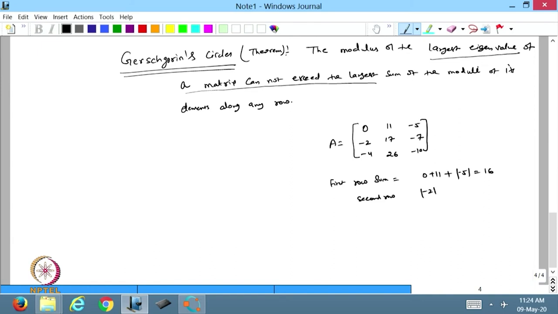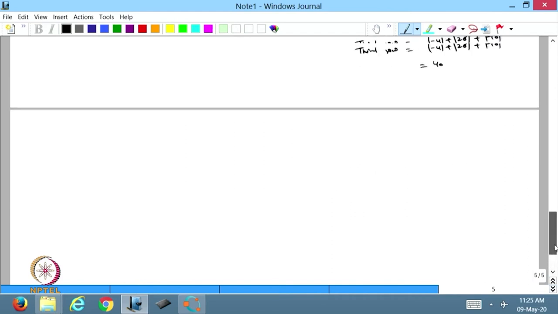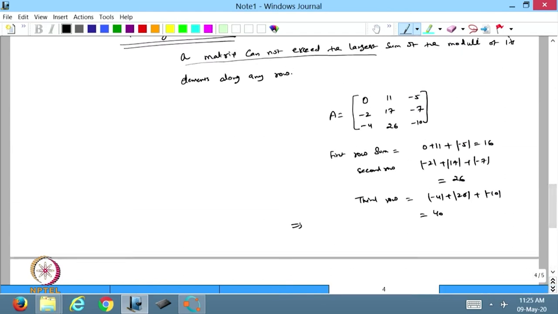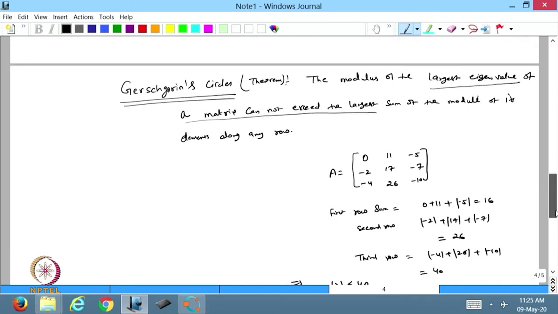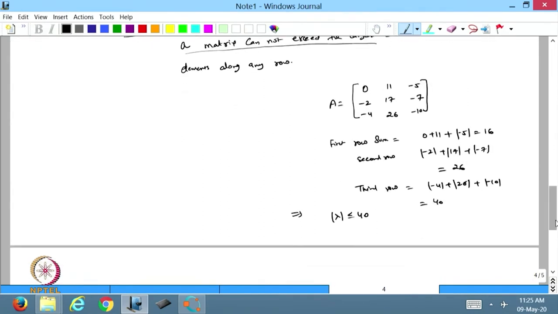The second row is modulus of minus 2 plus 17 plus modulus of minus 7, so that is 26. And the third row is modulus of minus 4 plus 26 plus modulus of minus 10. So it is 26 plus 4 is 30, and it is 40. So from here it says that any eigenvalue is always less than or equal to 40. So that is the modulus of the largest eigenvalue, lambda maximum, which will always be less than or equal to 40.